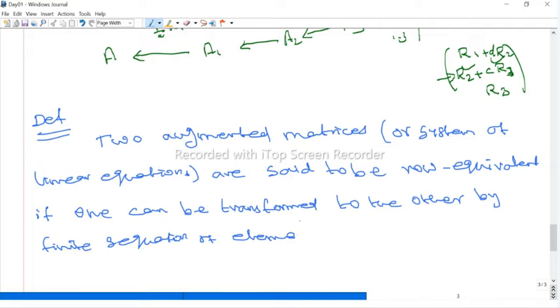You can apply the first kind any number of times. Suppose you multiply the first row by some number, you can multiply the second row by some other number, and the third row by some other number. You can apply the first kind, second kind, third kind of elementary row operation any number of times. That is a finite sequence of elementary row operations.